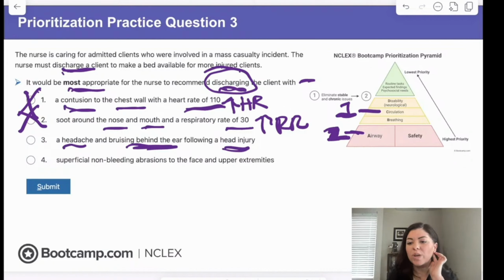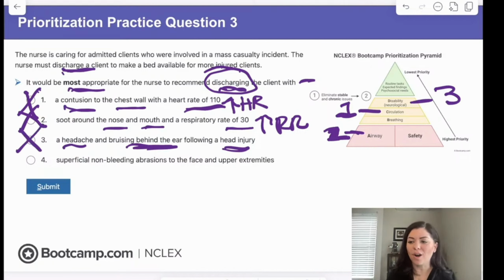So yes, we are worried about a basilar skull fracture. Great job, Caprice. Basilar skull fracture. Anytime you see that bruising, we are worried about a skull fracture, and we know with that can come increased intracranial pressure, neurologic compromise. So we're going to put it over here on our disability on our pyramid. And once again, somebody I don't want to discharge.